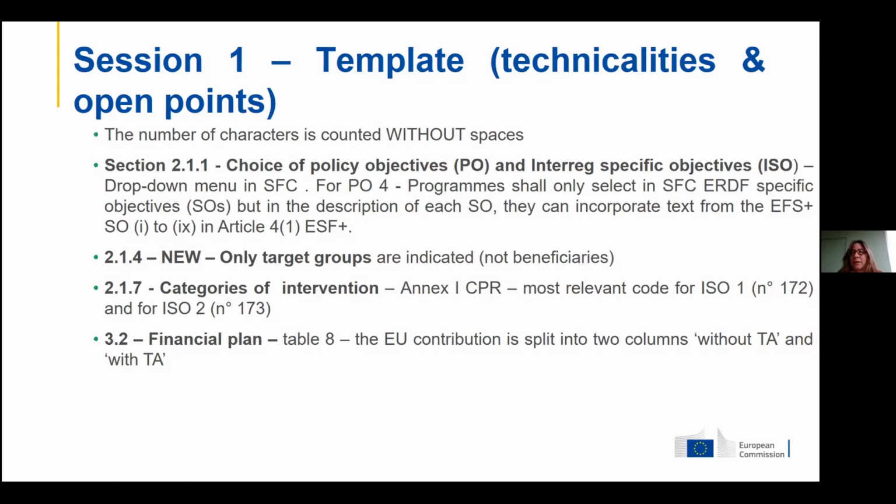Another element which we wanted to clarify is under section 2.1.4 on the main target groups. Here the title of the section is main target group, so we would expect that you describe the individuals or types of organizations that will be affected positively by the activities. It's not necessarily so that the regulation refers to the beneficiaries as such, but to the target group.